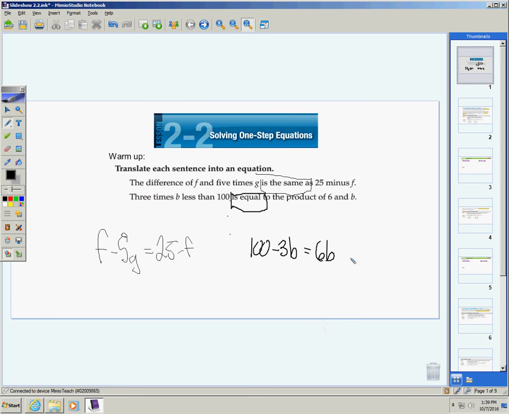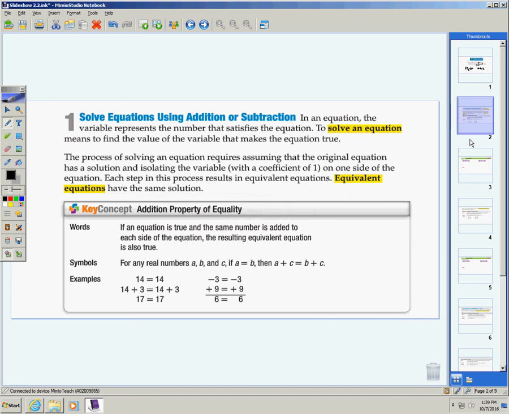Now, we're going to be solving equations using addition or subtraction as well as multiplication and division. Let's focus on just the key parts. To solve an equation means to find the value of the variable that makes the equation true. The process of solving an equation requires assuming that the original equation has a solution and isolating the variable. Isolating the variable just means getting the variable by itself on one side of the equation.